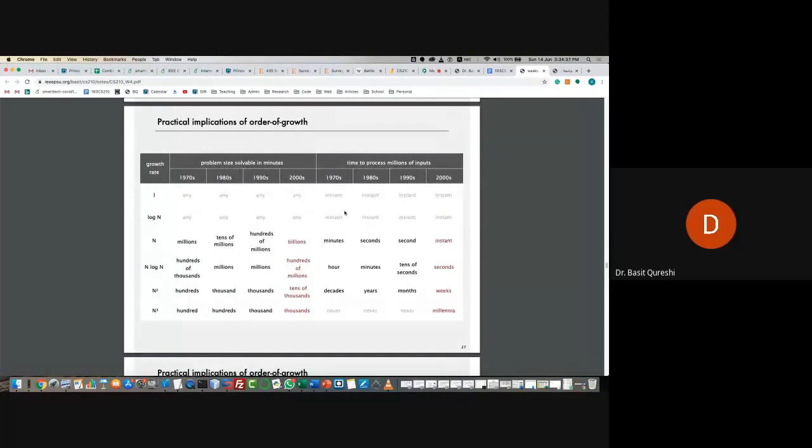Okay, here's another example of the same thing. This is a table for these growth functions. I'm just going to show you two or three things here. So let's say I have a program whose runtime is N. It's linear. In the 1970s, if I run it on a computer, I would be able to do, let's say, 1 million entries in, let's say, 1 minute. On today's hardware, if I run the same program, it would be able to do it 1,000 times faster.